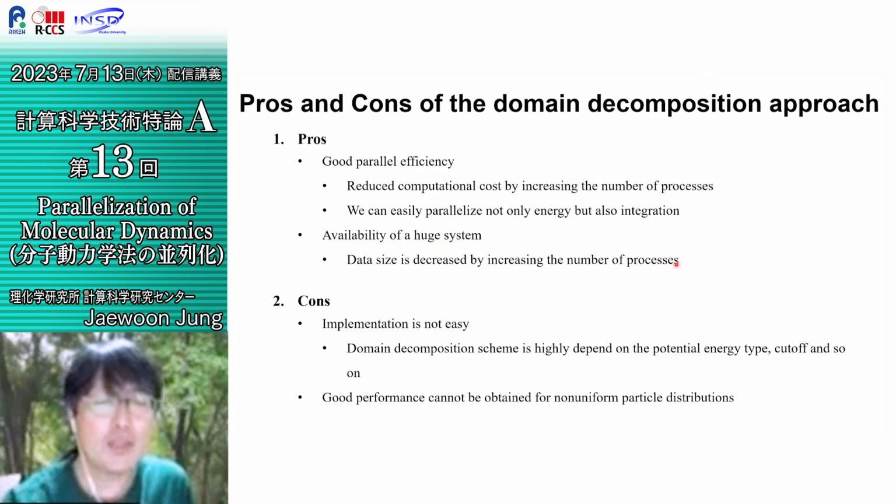By increasing the number of processors, the memory usage is reduced, and we can evaluate MD even for very large systems. In this case, there are many things to be considered, so the implementation will be more time consuming. In many cases, domain decomposition is highly dependent on the potential energy type, cutoff, and so on. So you should be very careful when you implement domain decomposition parallelization.